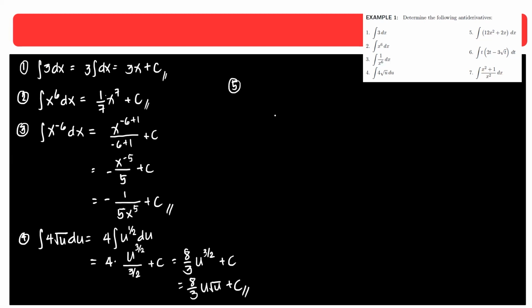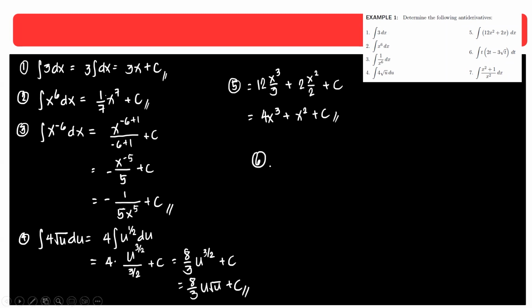Number 5. 4x cubed plus x squared plus c. This is correct. So how did he come up with this, guys? It's basically 12 and then x to the third over 3 plus, you don't need the 2, so bring it out, and then x squared over 2 plus c, right? And then 12 divided by 3 becomes 4. 2 divided by 2 cancels out. So that's correct.